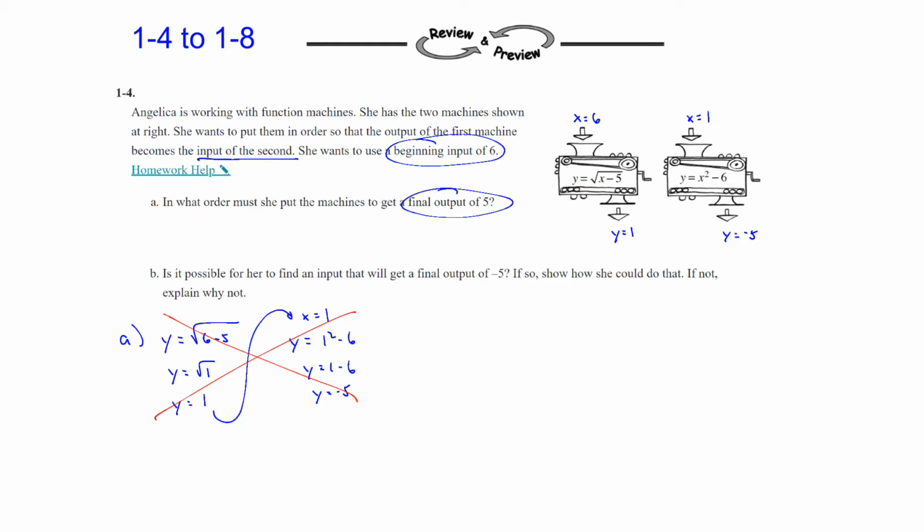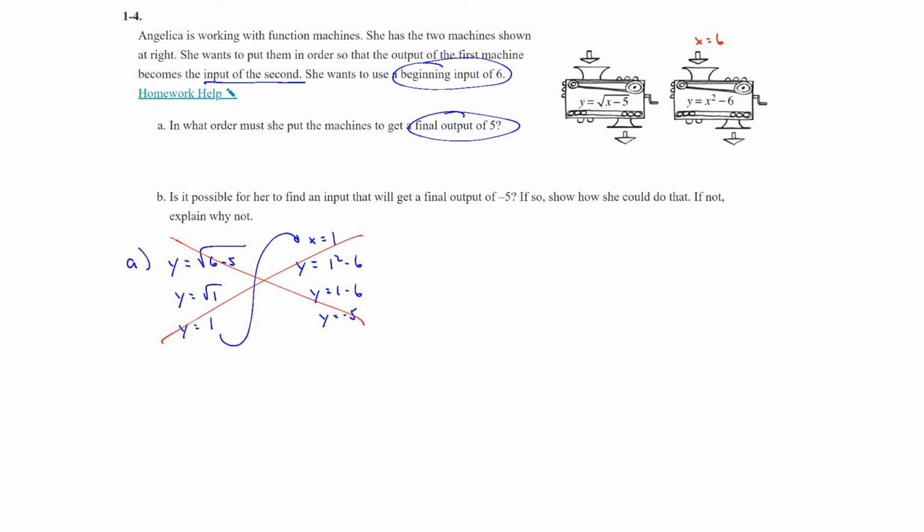So now we're just going to go back, make some changes, and say, all right, instead of plugging x equals 6 into the first one, we're going to plug it into the second one. So now I'll just repeat what I did, but with the second machine first. So y is equal to 6 squared minus 6. That would be 36 minus 6, or 30.